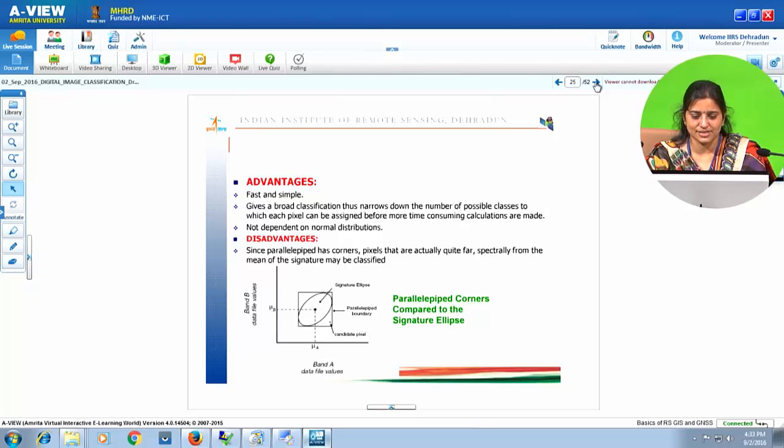The disadvantage is that since the parallelepiped has corners, pixels that are actually quite far spectrally from the mean of a signature may also be classified. So you can see here the parallelepiped corners compared to the signature ellipse. In this triangular area, this portion is quite far spectrally from the mean, whereas even if the pixel is falling here, it would be classified as this particular class.